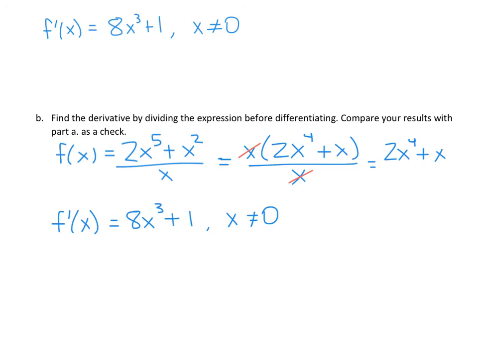Now in this example, it was just as easy to simplify our original function and eliminate the quotient before taking the derivative, as we did in part B. However, sometimes if we have a quotient for a function, it is not that easy to simplify it and take the derivative. So when we can't simplify our quotient, we use the quotient rule to find the derivative.